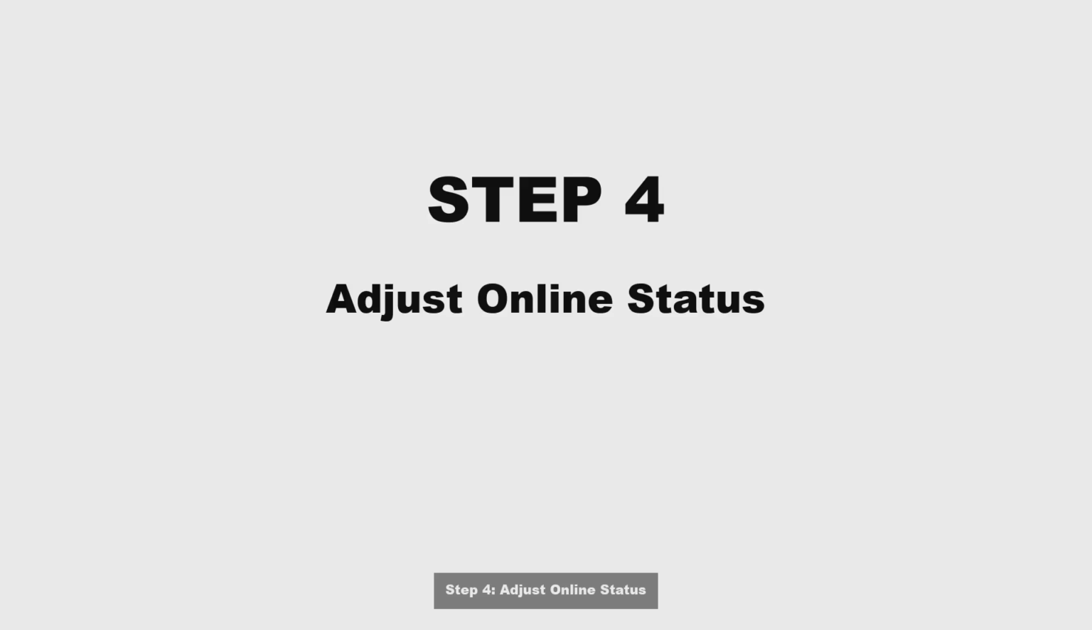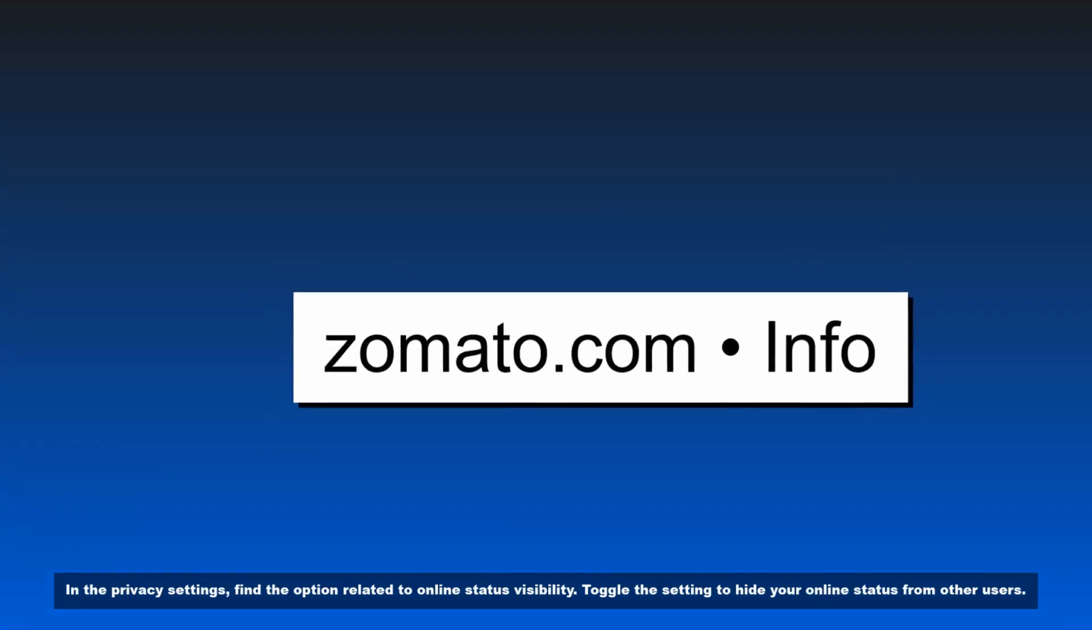Step 4. Adjust online status. In the Privacy Settings, find the option related to online status visibility. Toggle the setting to hide your online status from other users.